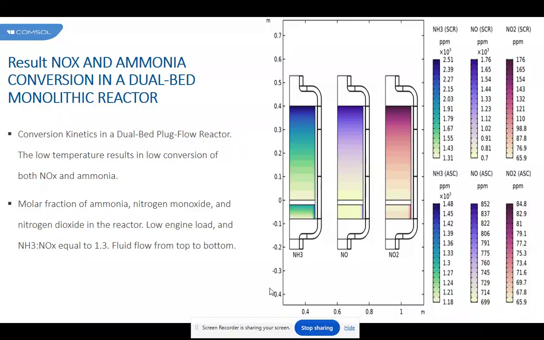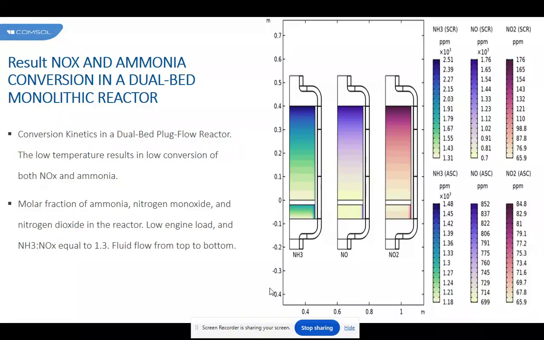Finally, the average values of ammonia and nitrous oxide molar fraction were derived both along the outlet of the first bed as well as along the outlet of the second bed. From the results in this simulation, it is clear that for an ammonia to nitrous oxide ratio of 1.3, the exhaust gases from the truck will contain the least ammonia at high load and the least nitrous oxide at intermediate load.